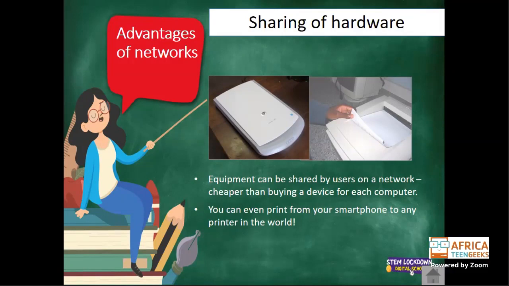What is an IP address? It is a unique number that identifies each individual device or node connected on the network. You understand? I believe everyone understands that.